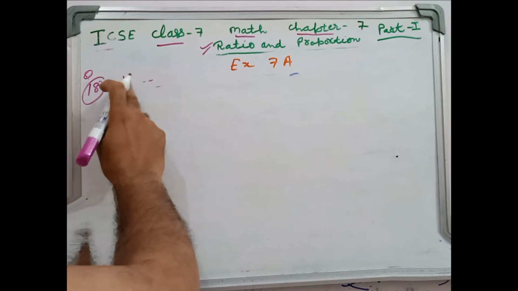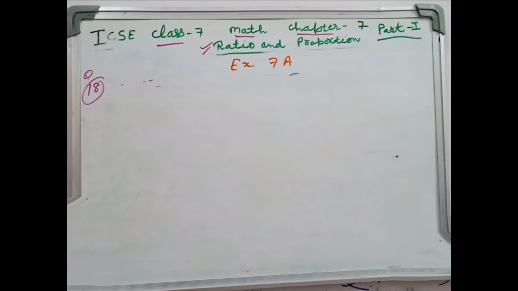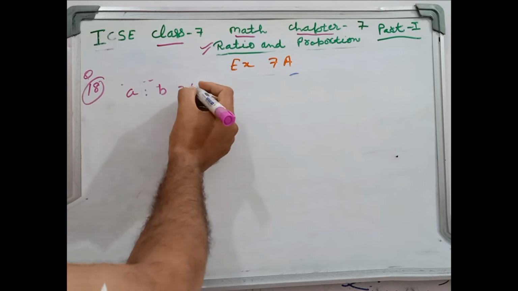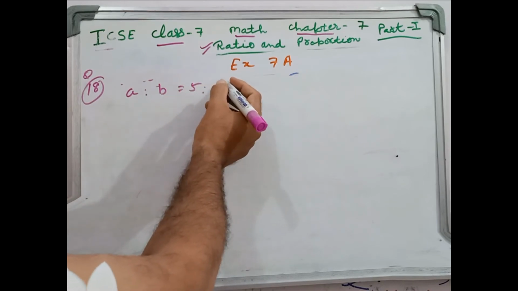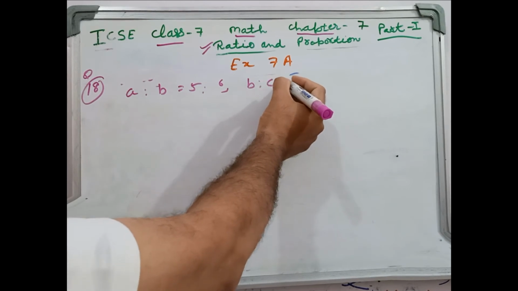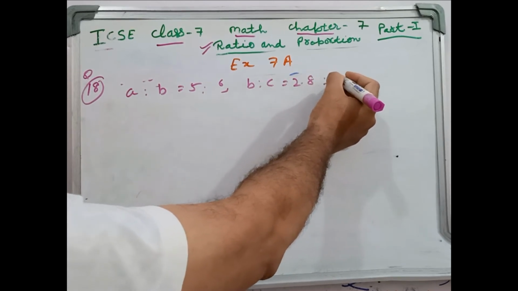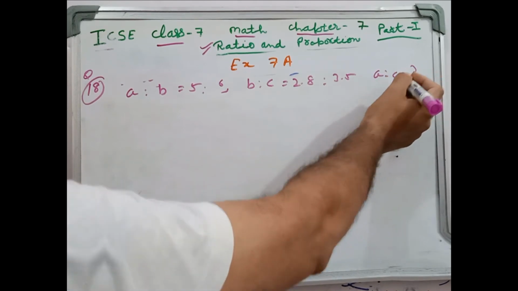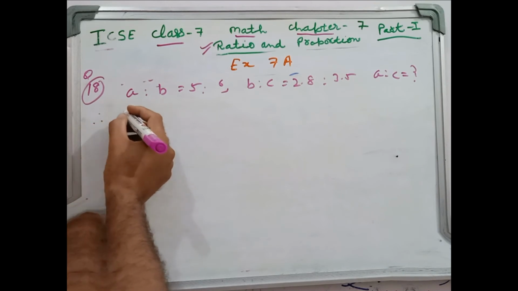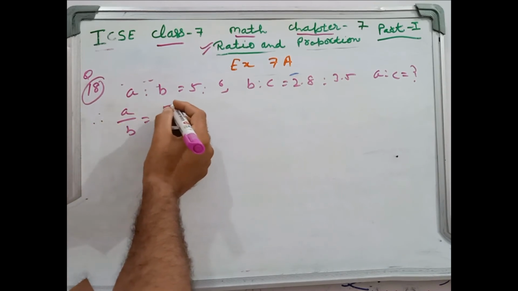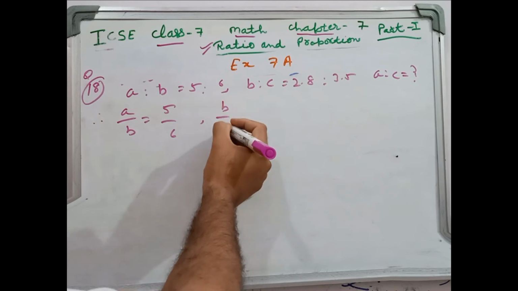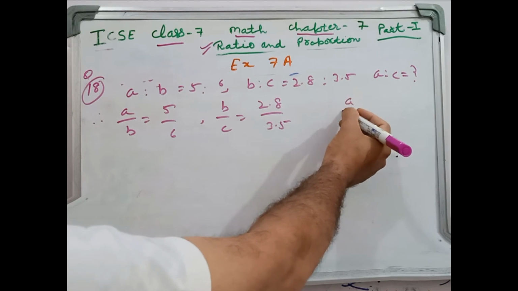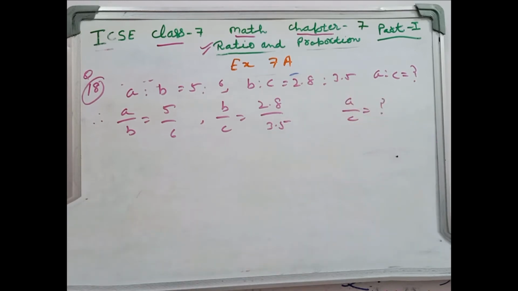In question 18, decimals have been given, so I will solve it. A ratio B equal to 5 ratio 6, B ratio C equal to 2.8 ratio 3.5. We have to find out A ratio C. So A upon B is equal to 5 upon 6, B upon C equal to 2.8 upon 3.5, and we have to find out A upon C.